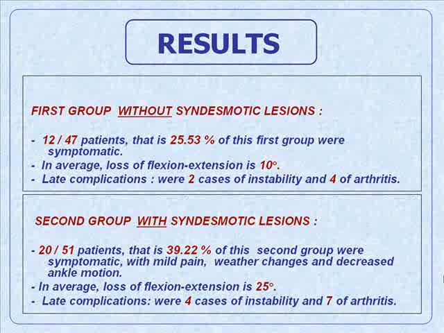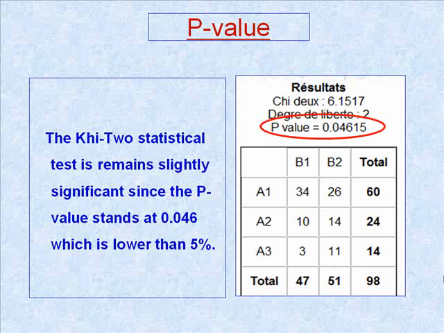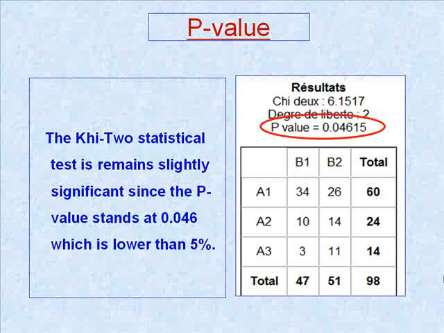who are symptomatic, with mild pain, weather changes, and decreased ankle motion. On average, loss of flexion extension is 25 degrees, and our late complications were 4 cases of instability and 7 of arthritis. The statistical test remains slightly significant, since the p-value stands at 0.046, which is a little bit lower than 5%, but not very low.